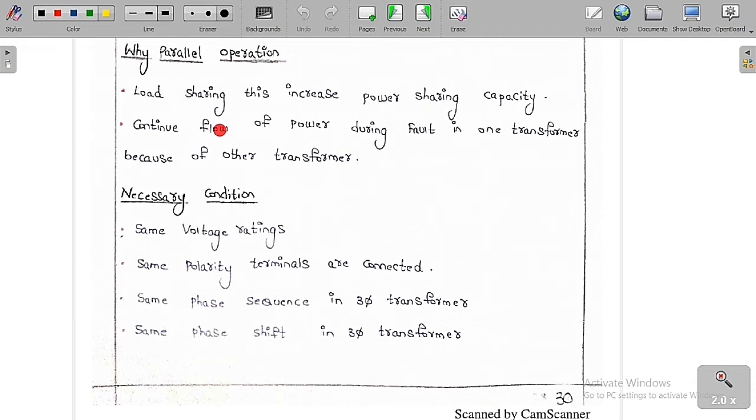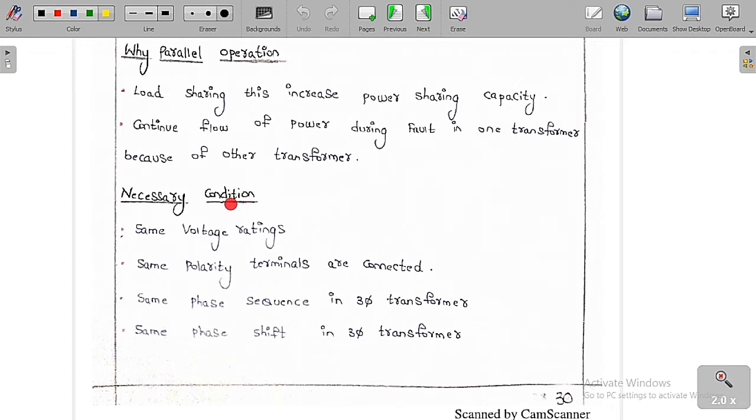So load sharing increases the power sharing capacity of the transformers, and gives a continuous flow of power during a fault in one transformer. You can see clearly, there is continuous flow of power during a fault at one transformer. Even if one transformer fails, the remaining transformer is going to give power to the load. So the load always gets power irrespective of the failure of any one transformer, because of the other transformer.